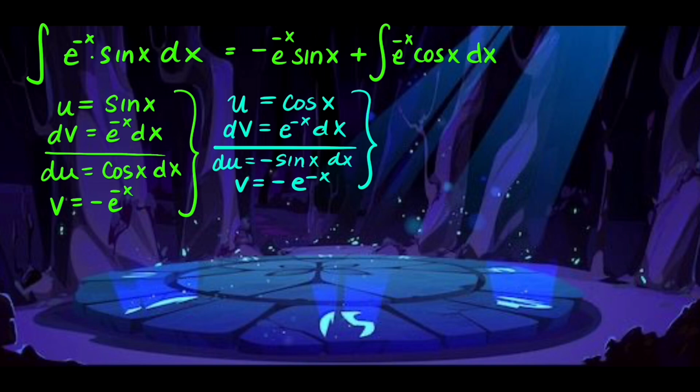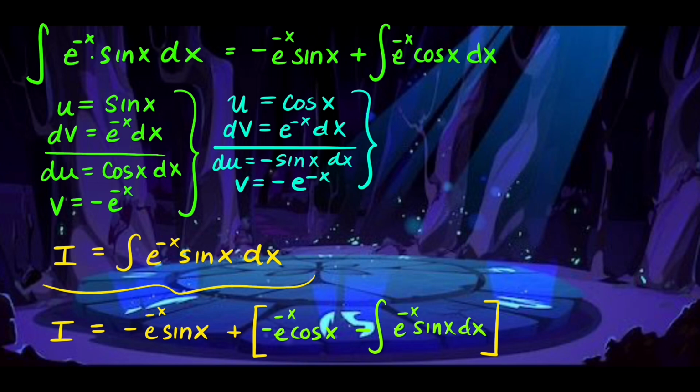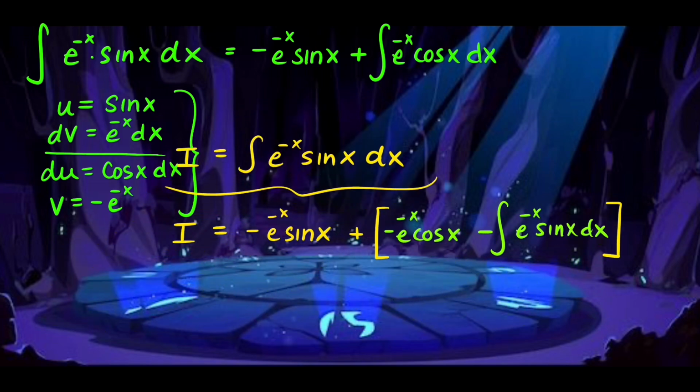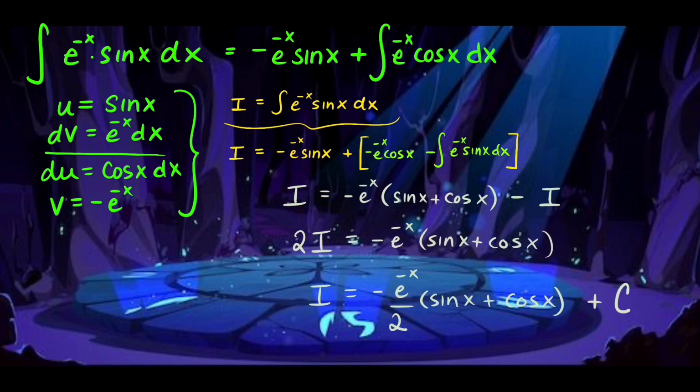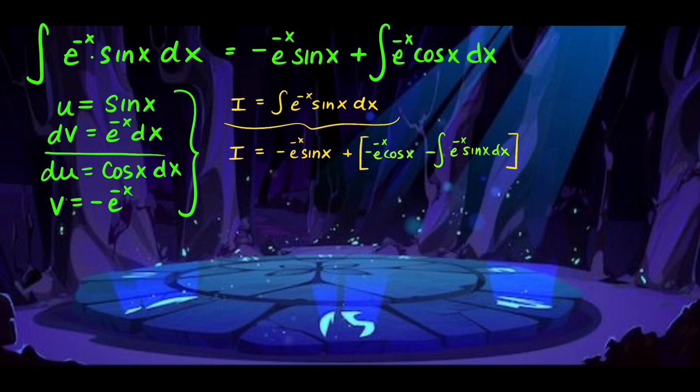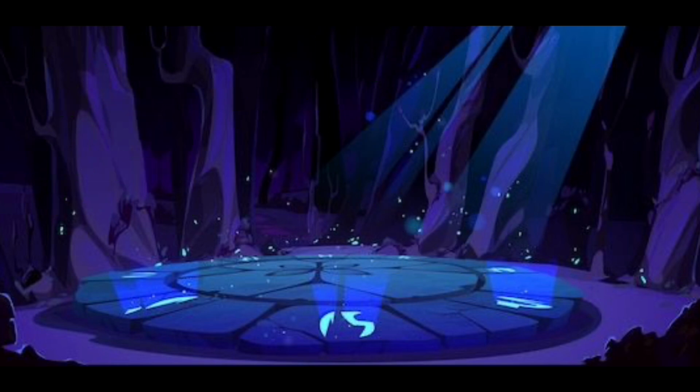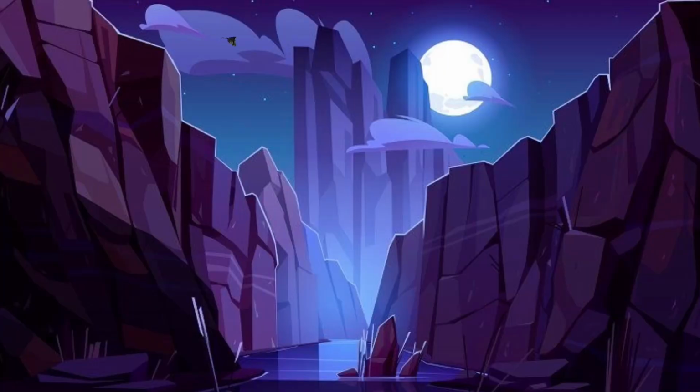So that second integral will use u as cosine of x and dv as e to the negative x dx, and find du and v from those components. Plugging that all into our big integral formula here, and simplifying the results, we get I is equal to negative e to the negative x over 2 multiplied by sine x plus cosine x plus some integration constant. Not a terribly difficult integral to do by a Calculus 2 standard. But what we're going to do is this same integral using a different approach, a more complex approach.